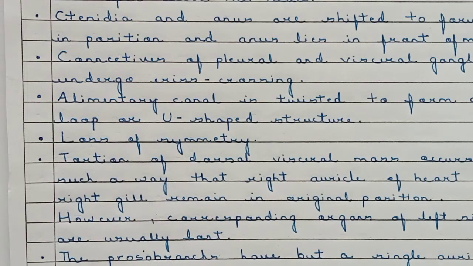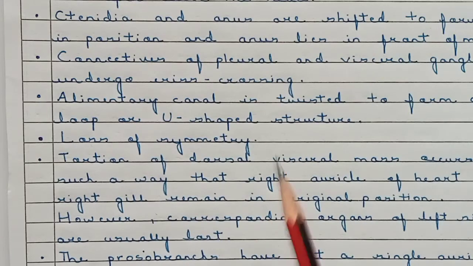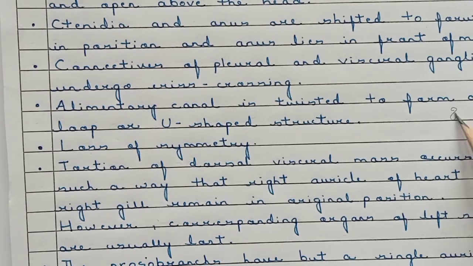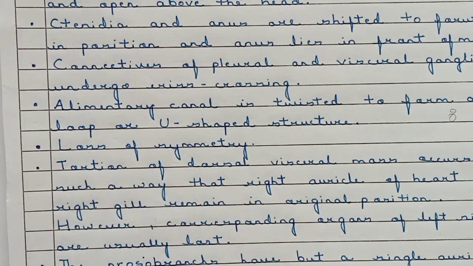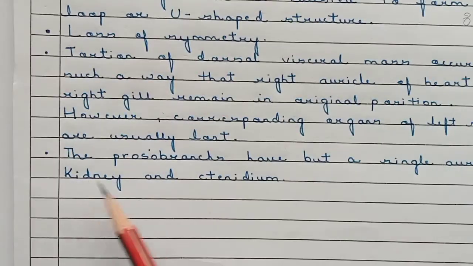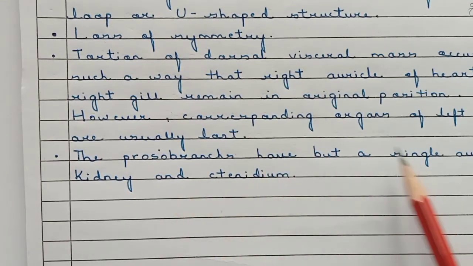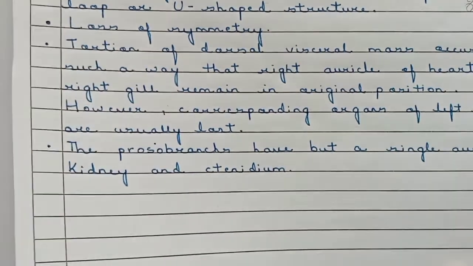Also, the alimentary canal becomes twisted, forming a figure 8, or you can say a loop or a U-shaped structure. Of course, the loss of symmetry is there. Now the torsion of the dorsal visceral mass occurs in such a way that the right auricle of the heart and right gill remain in their original position, but the corresponding organs on the left are usually lost. In the prosobranchs, they are left with a single kidney, ctenidium and auricle. These are the effects of torsion.